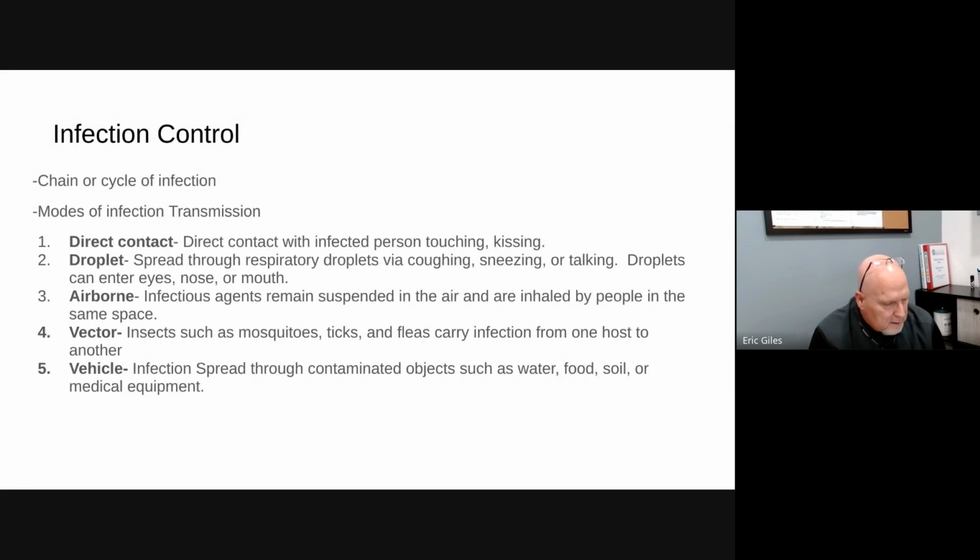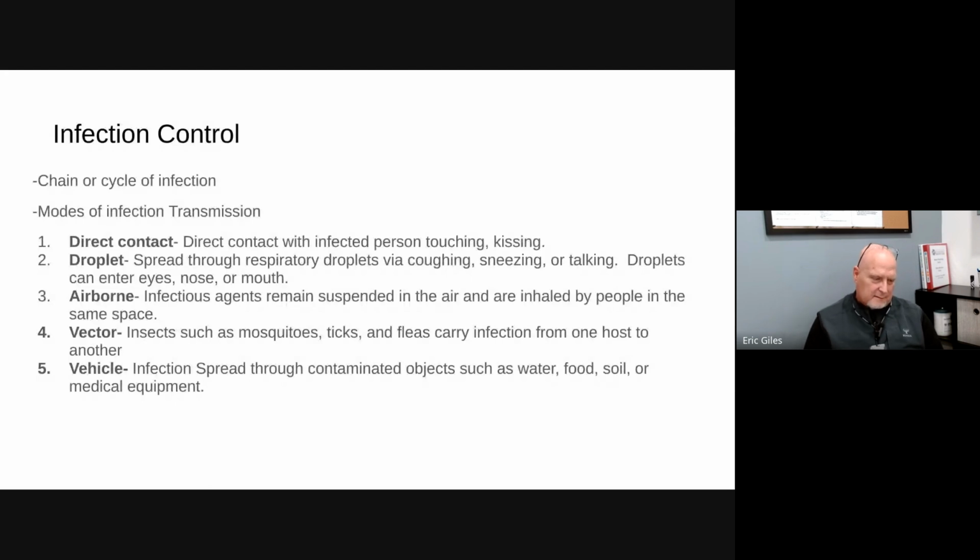So we're going to talk a little bit about infection control. This is something that we probably all know about, and I'm just going to review it quickly. We all know about the chain cycle of infection and modes of transmission. We need to know the different transmission modes of infection control. Yes, even in X-ray. We do get some people in here that are pretty sick. So let's go through those real quick.